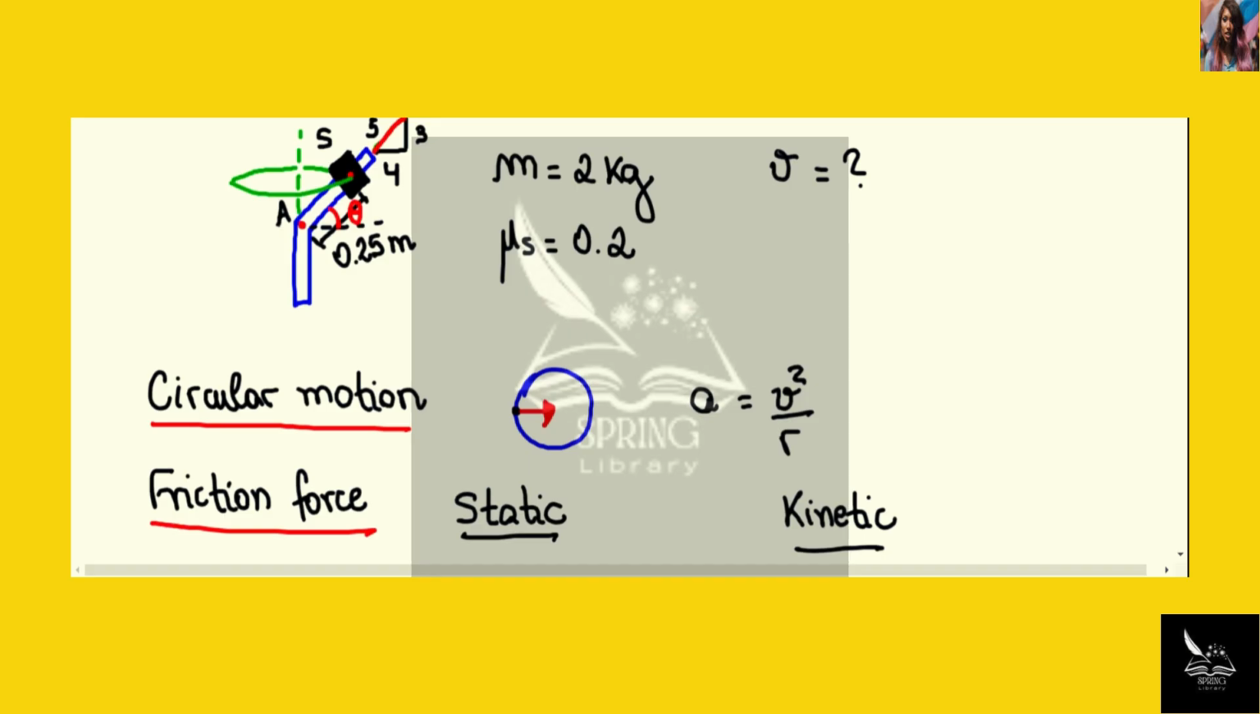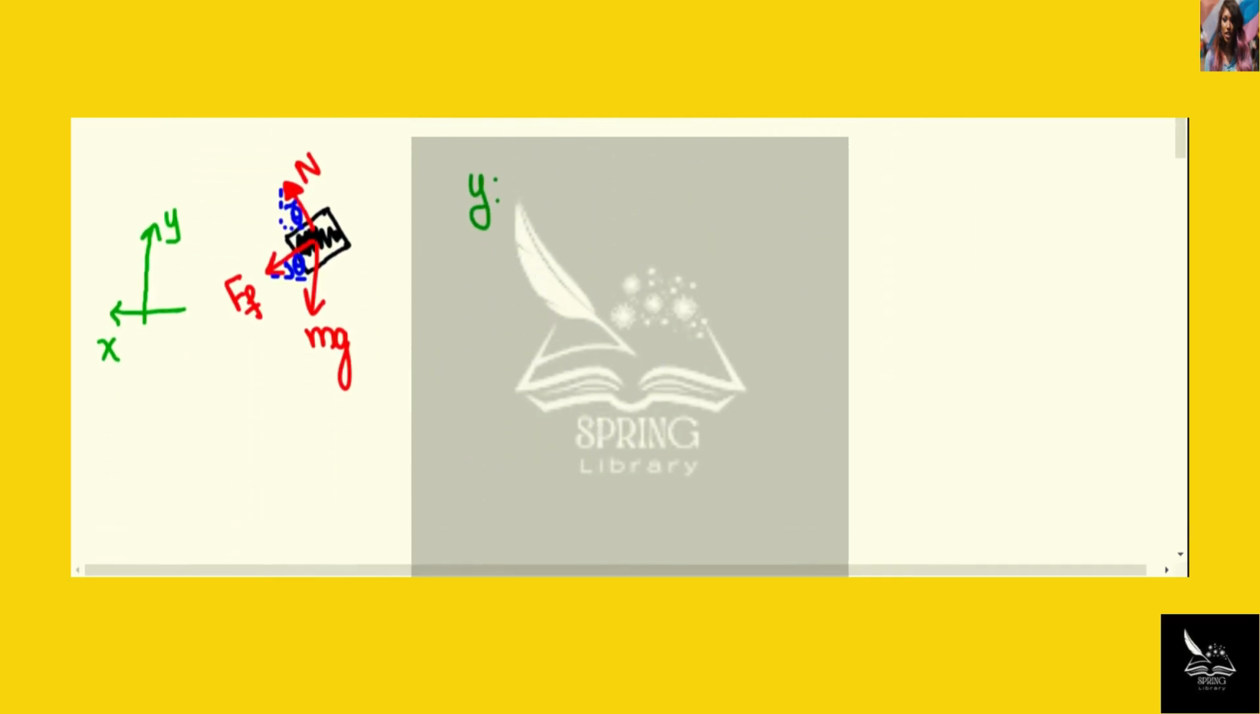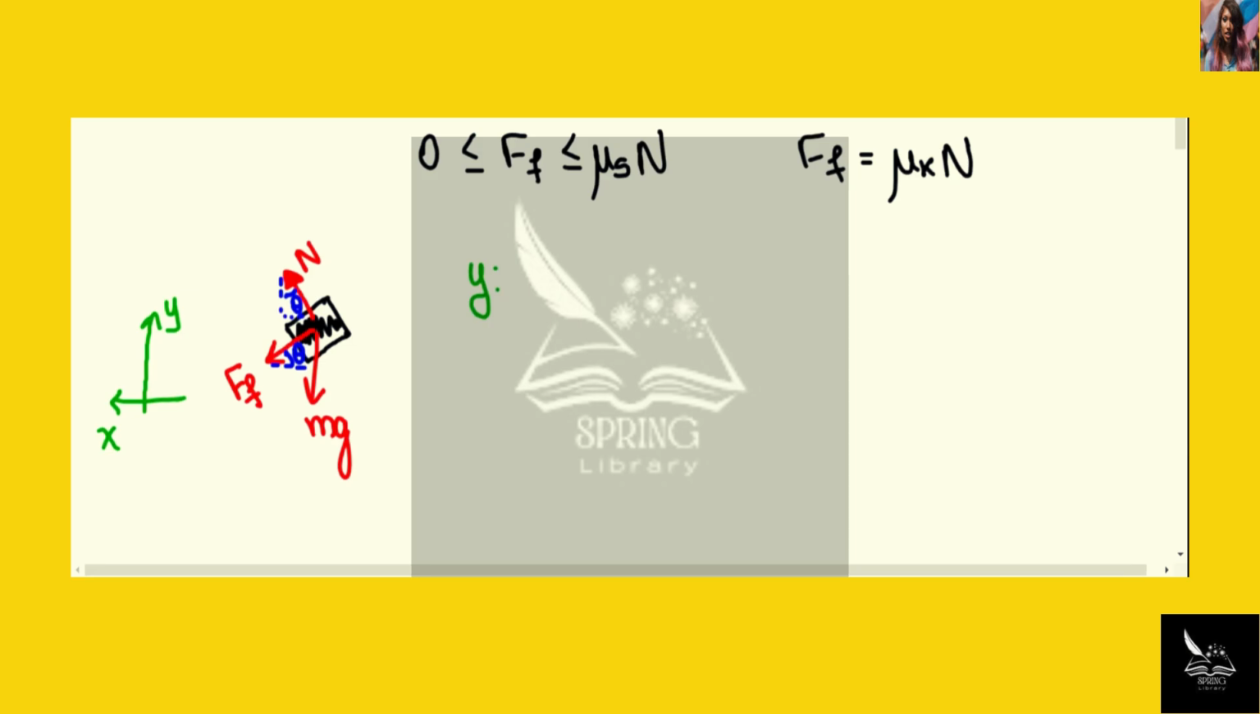And since we know that this triangle here is similar to a triangle that has a hypotenuse 5 and legs 3 and 4, then the sine of theta is equal to 3/5, and the cosine of theta is equal to 4/5. Okay. So in the y-coordinate, we have N times the cosine of theta minus f_f times the sine of theta minus mg is equal to 0, since the spool is not moving in the y direction.